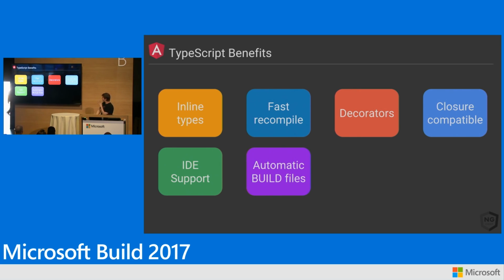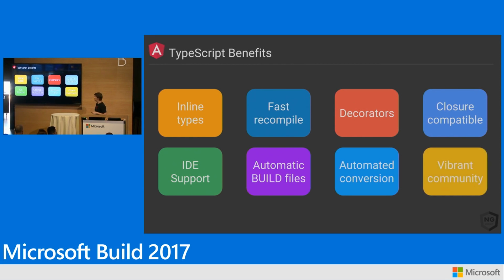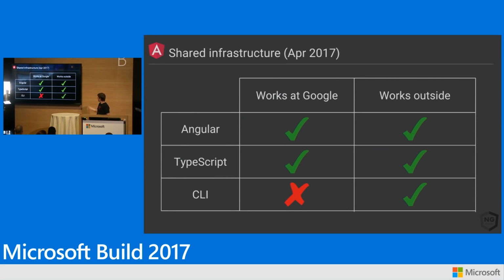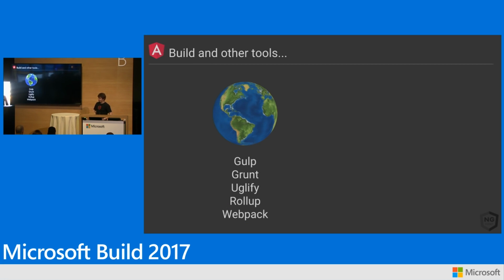Build files. This I'll talk about in just a second. Automated conversion, right? We can do TypeScript back and forth. We can do all these clever things because we have static type information. And then we have this awesome community, right? So now we get to bring this entire community of build people. We get the awesome Angular open source community and get kind of everybody working in the same direction. So now TypeScript works inside and outside of Google. This is great, right? We're bringing our things together. I mentioned, though, that we don't use tools like Gulp and Grunt and Uglify and Rollup and Webpack.